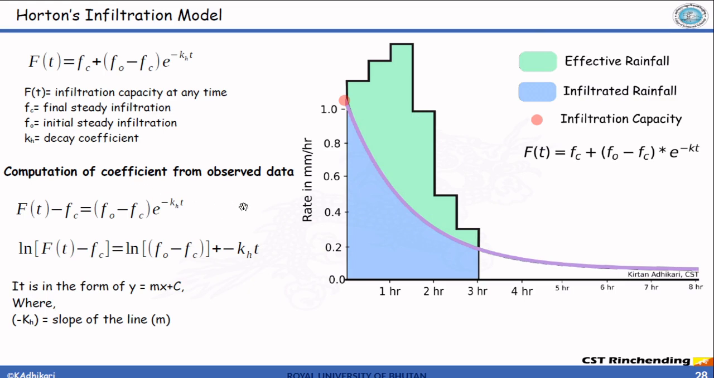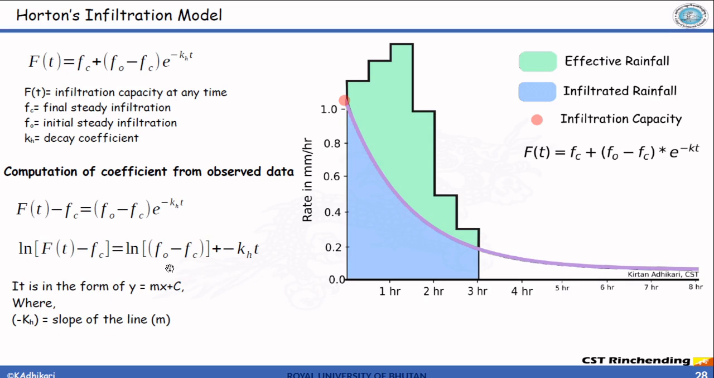Now the question comes: how do we compute the value of the decay constant, the exponent, if we have the data from the infiltrometer? For this, we take fc to the other side, and it becomes F(t) minus fc is equal to this expression. And now we take the logarithm on both sides, and we get this expression.